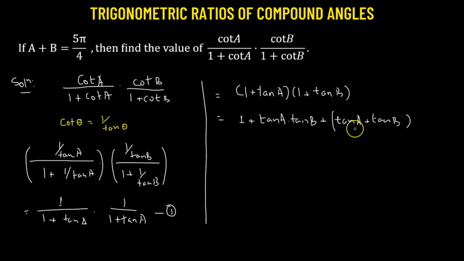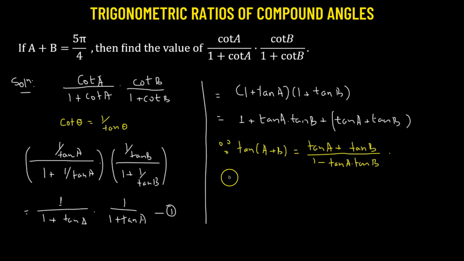Now we'll try to work with the last two terms, tangent of A plus tangent of B. Here we're going to use the fact that whenever we have tangent of the compound angle A plus B, that's equal to tangent of A plus tangent of B divided by 1 minus tangent of A times tangent of B. Since we need tangent of A plus tangent of B, we can use this equation to rewrite it, and that will be simply equal to tangent of A plus B, whole multiplied to 1 minus tangent of A times tangent of B.